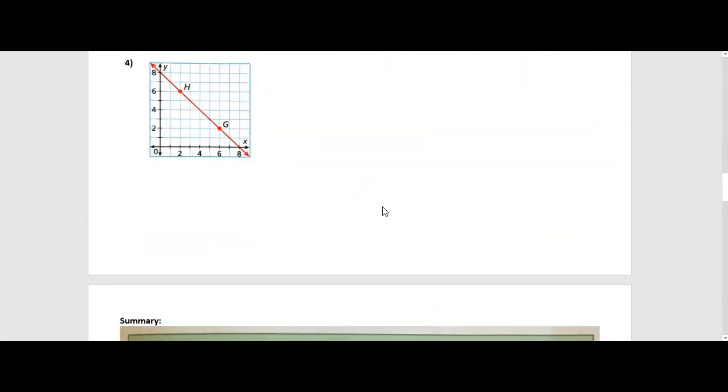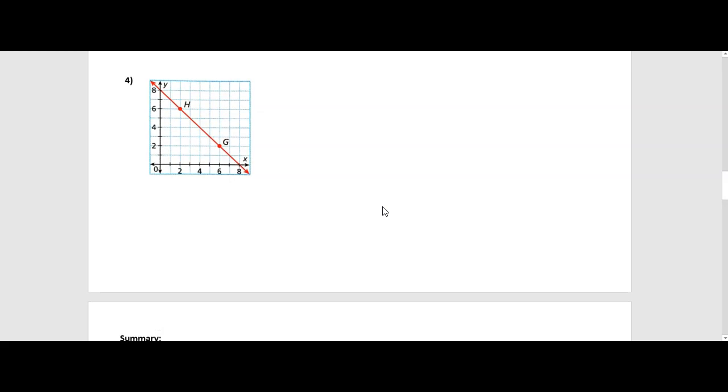Oh, we have one more. We missed that. Take 30 seconds and do that now. I forgot that we had this at the bottom of the page.